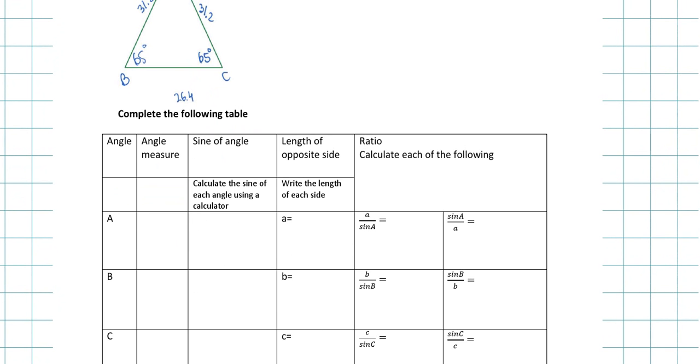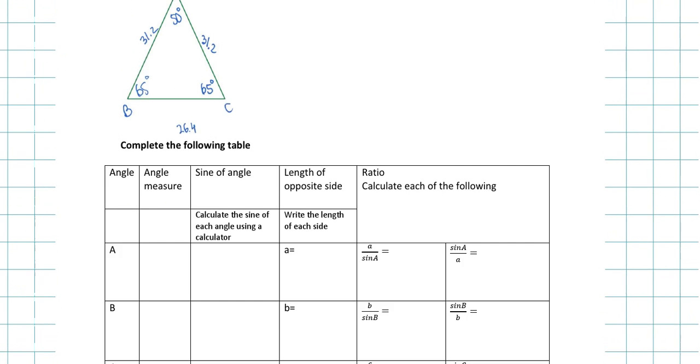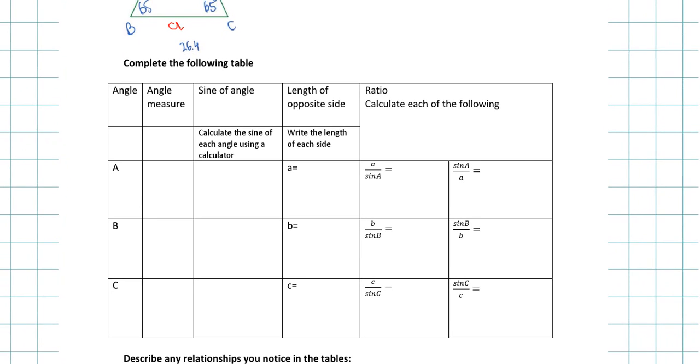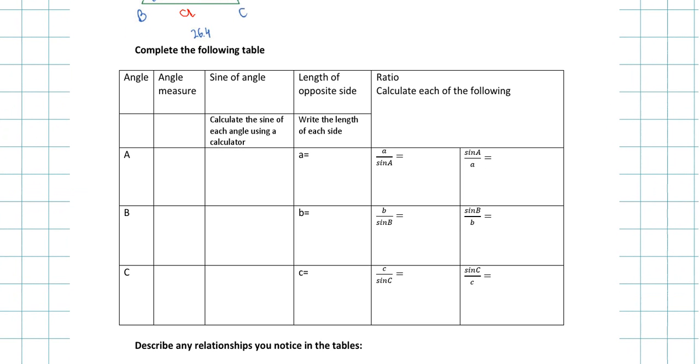But the corresponding sides are, basically, this is side A, this is side C, and this is side B, right? It's important that you know how to name your triangle because you're going to need it for these formulas. So let's fill this table out. Angle measure A is, what was it? 50 degrees? You guys have to help me because I can't see it. 50. Angle B is 65 and angle C is 65.